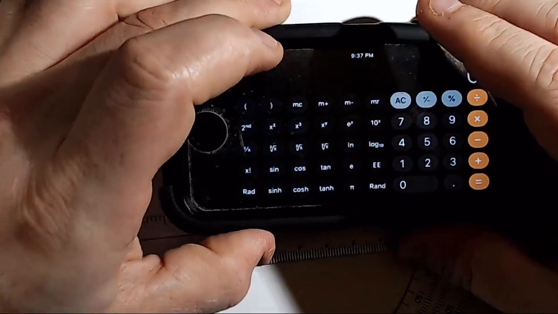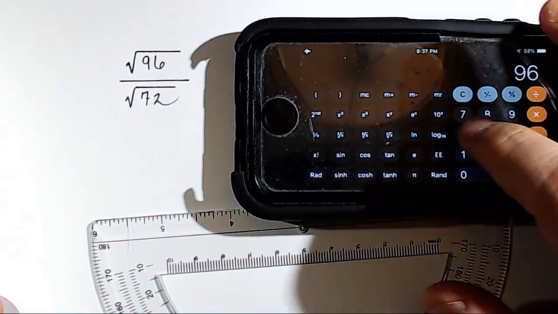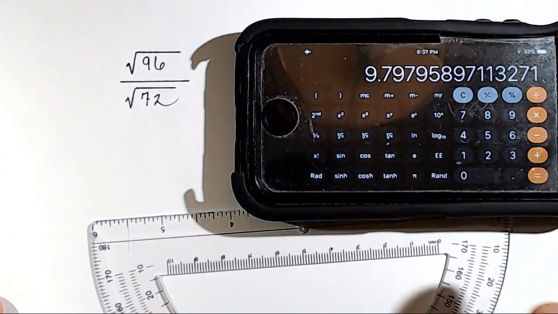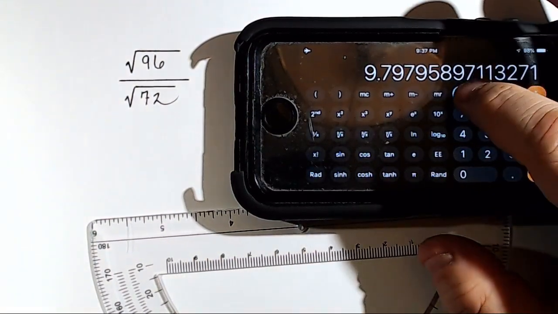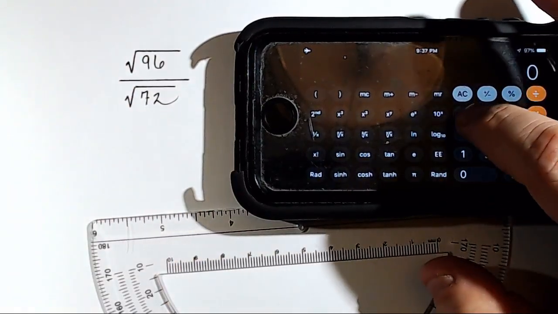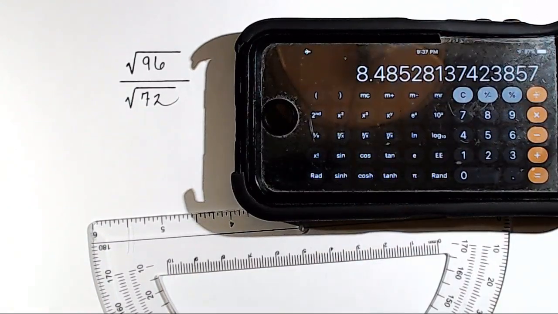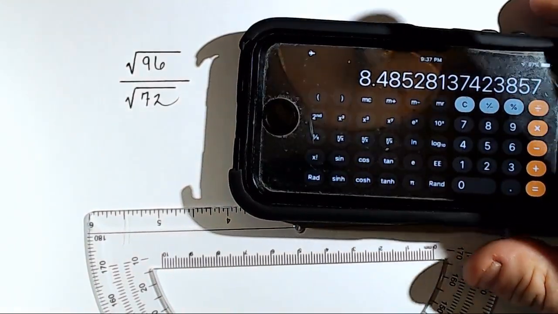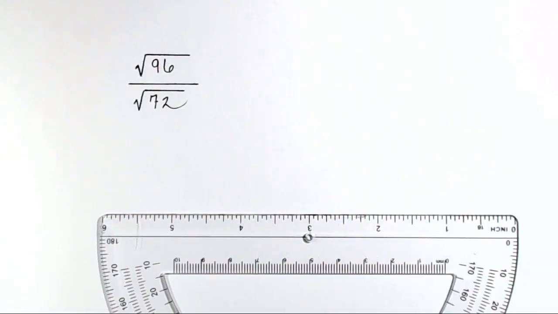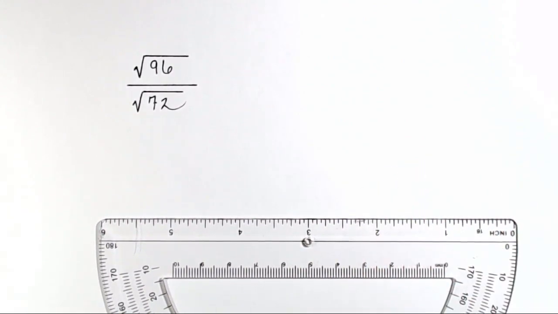Let me take here 96 and take the square root. Again, you see we have an irrational number, a number that never repeats. So 96 can't be found simply. And then 72 is the same way. Take 72, take the square root, and you get this irrational number. So if you're using a calculator, it can't help you with what we're about to do. That's why you've got to know how to break these things down.